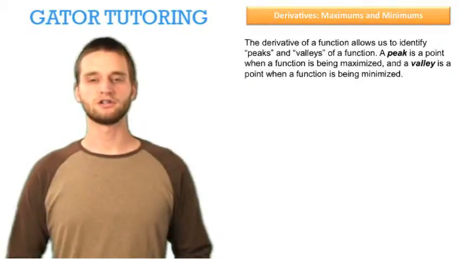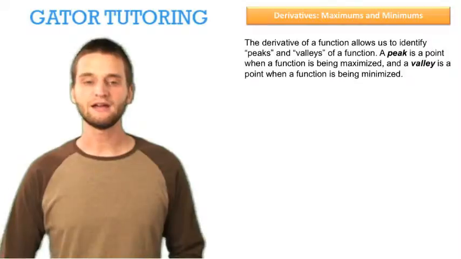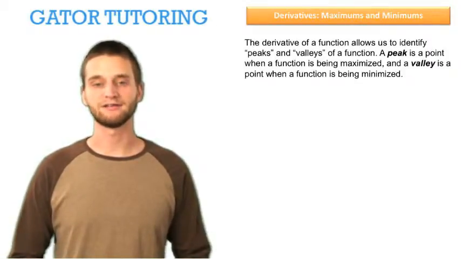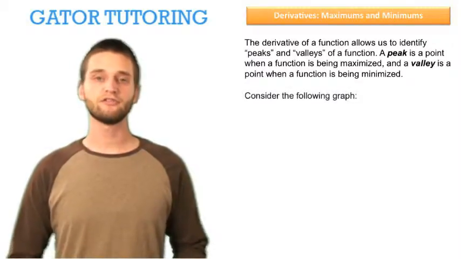The derivative of a function allows us to identify peaks and valleys of that function. A peak is a point when a function is being maximized, and a valley is a point when a function is being minimized. Consider the following graph.